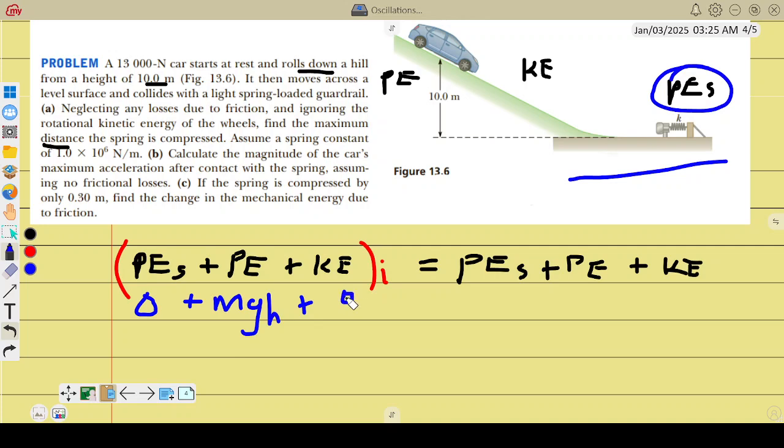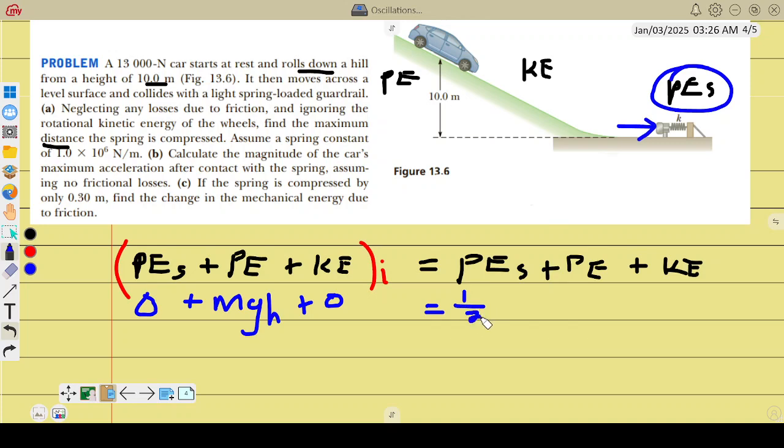Kinetic energy is 0 like that. Okay, and then what do we have on the other side? On the other side again, we start thinking, we look at this one, potential energy due to spring. The car bumped into the spring, so obviously we have potential energy due to the spring.